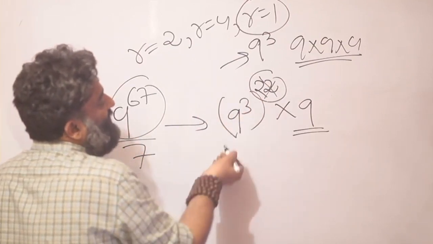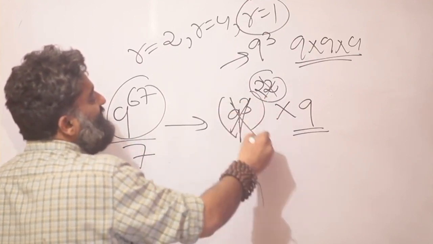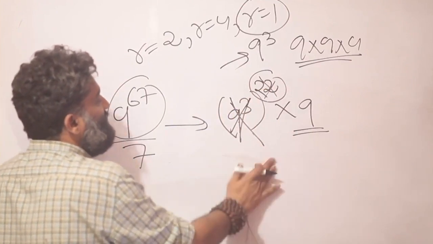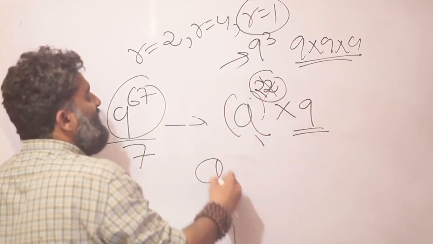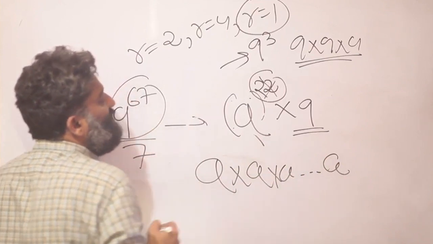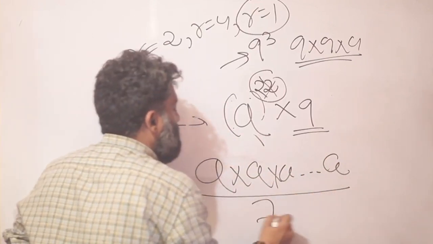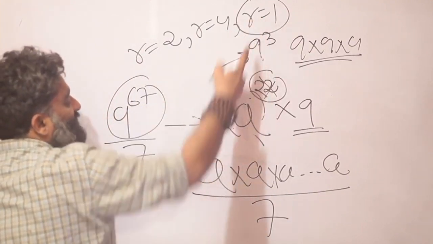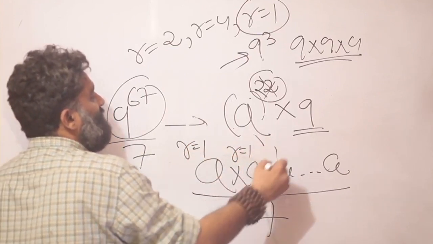Now this 9 cube 22, think of it as a big giant A for a minute. So this means A into A into A a lot of number of times, right? Our original question was divided by 7. Each A is a 9 cube. I know 9 cube gives me a remainder of 1. That means each A is going to give me a remainder of 1, 1, 1.